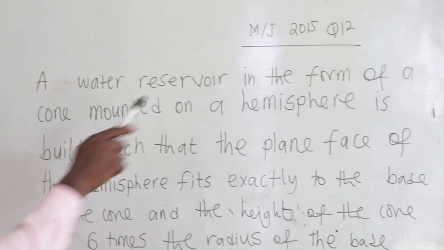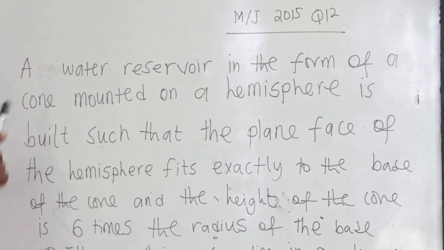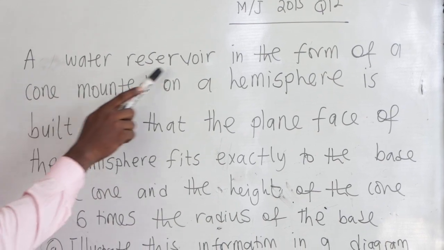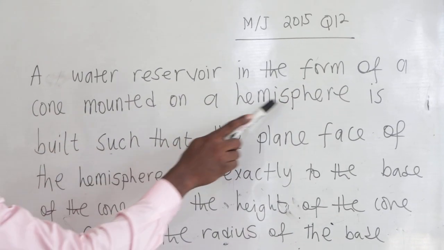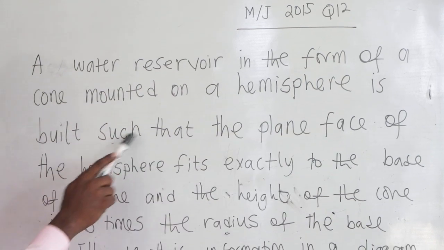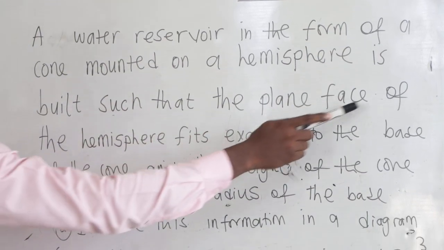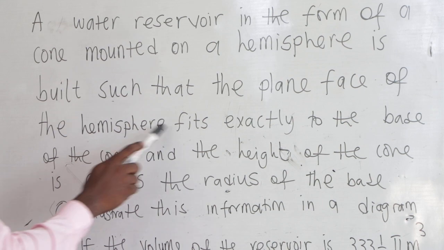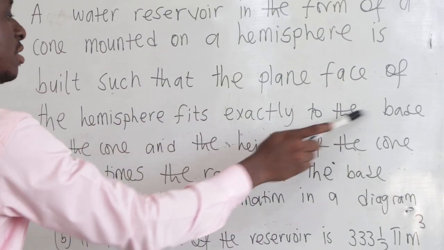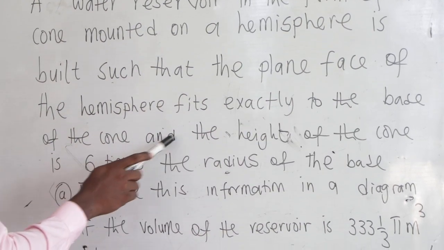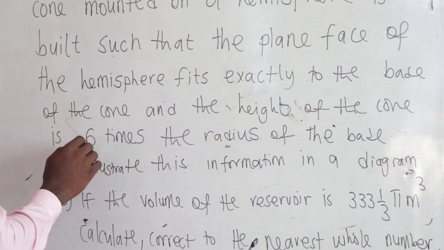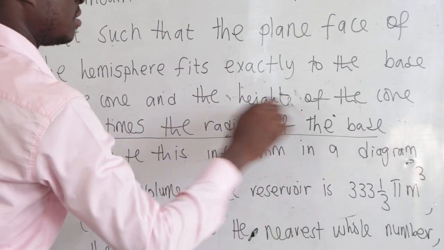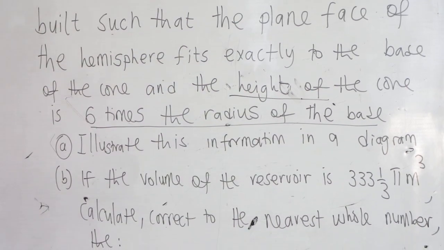Now this is May, June 2015, question number 12. A water reservoir in the form of a cone mounted on a hemisphere is built such that the plane face of the hemisphere fits exactly to the base of the cone, and the height of the cone is 6 times the radius of its base. The height is 6 times the radius of its base.